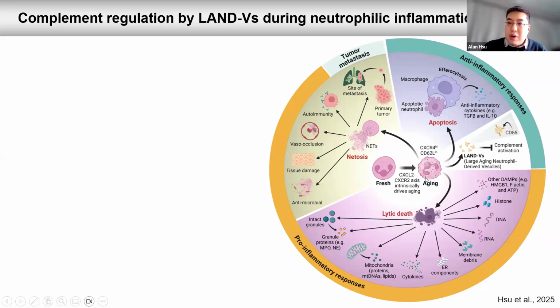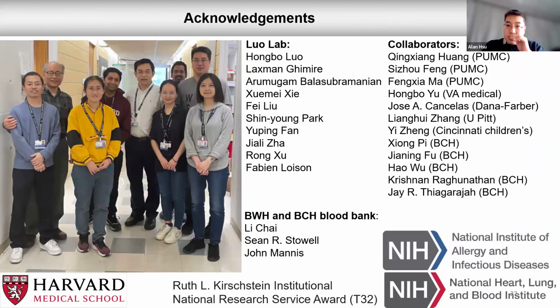But today, I presented a way that through neutrophil aging, they can actively form these vesicles and talk to another arm of the innate immune system. And via CD55, they can actually inhibit and tone down inflammation. So this is the first report that this active function actually happens with neutrophils. So with that, I want to conclude my talk.